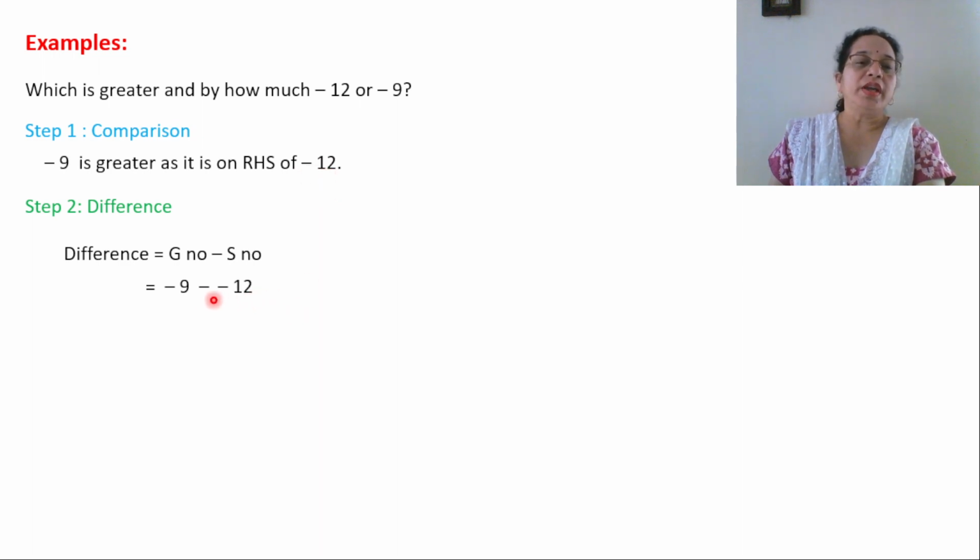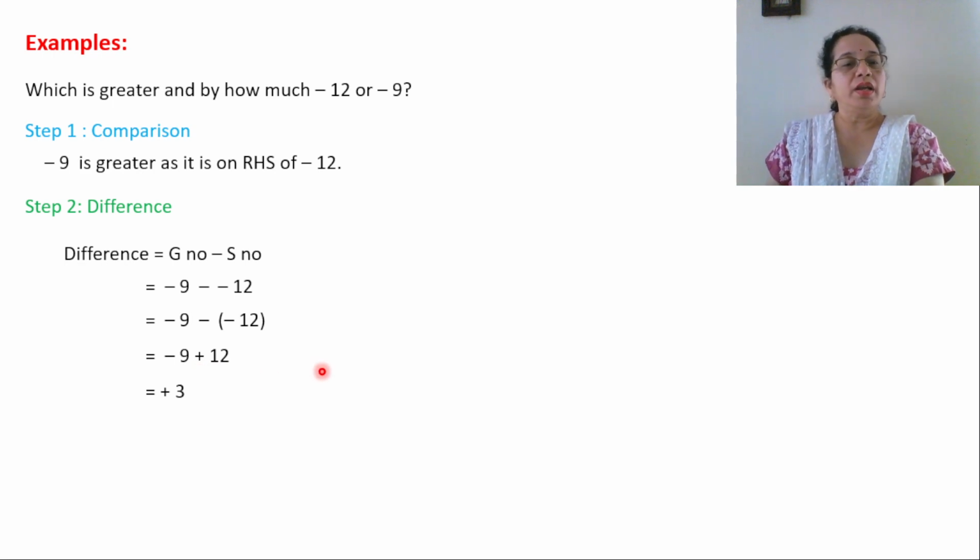Whenever two negative signs are there, we put the next number with its sign in a bracket. Now we will use negative of a negative is positive. Now signs are different. Subtract the numbers, and the greater number's sign will come in the answer. So this is plus 3. Very easy. The other steps we have already done in the earlier video or earlier slides. What is the new concept over here? How to find the difference: greater number minus smaller number.